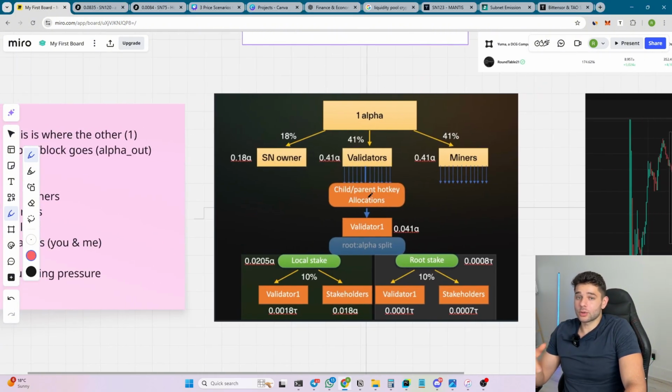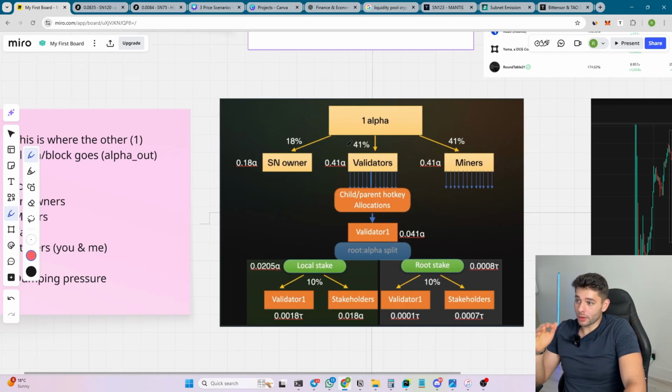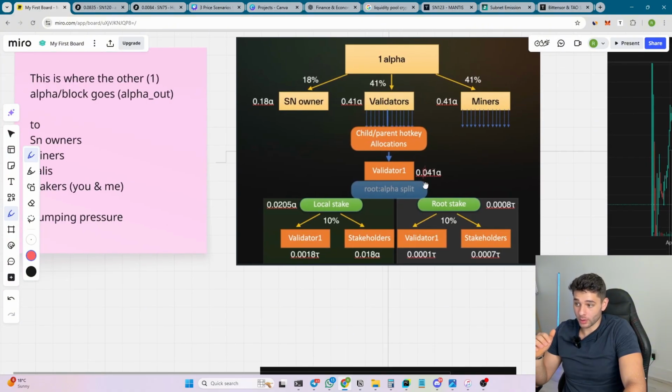So now you need to completely understand this picture right here, but it's super simple. The middle part right here, child parent hotkey, literally forget it. It doesn't apply to you. You're not a validator. You're just a staker or maybe even a miner. So 41% out of 1 alpha is 0.41. Don't mind the zero here. It's a mistake. It's 0.41.